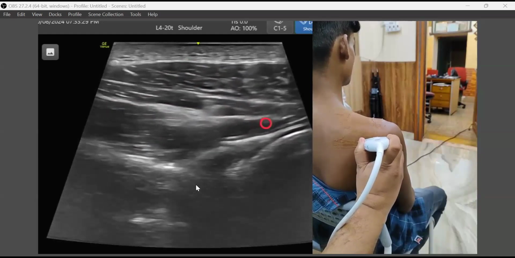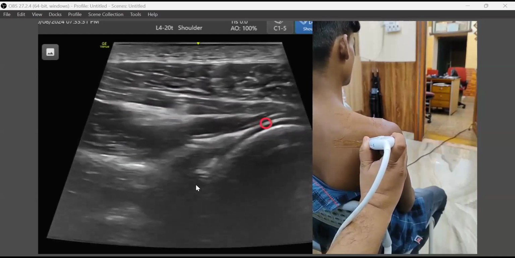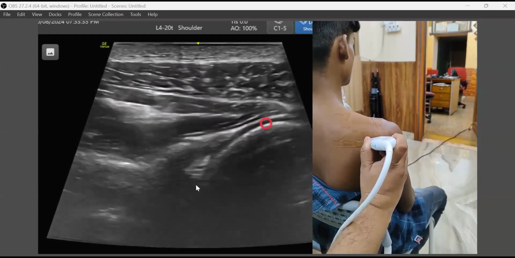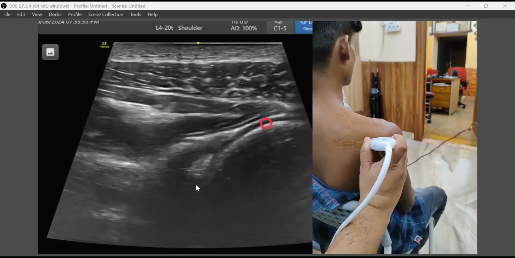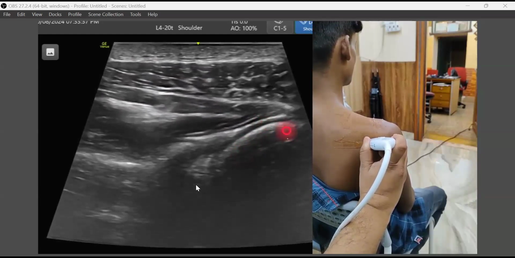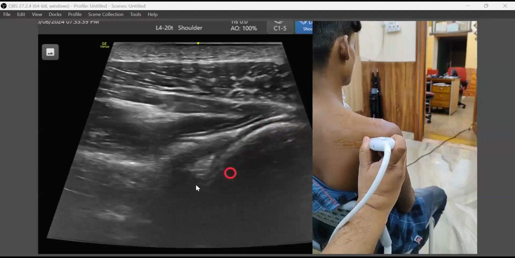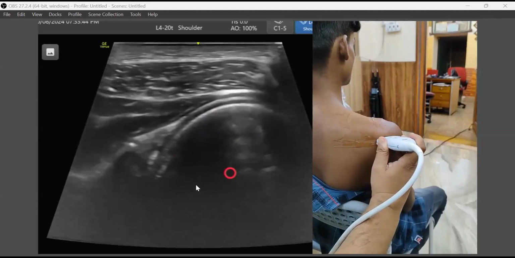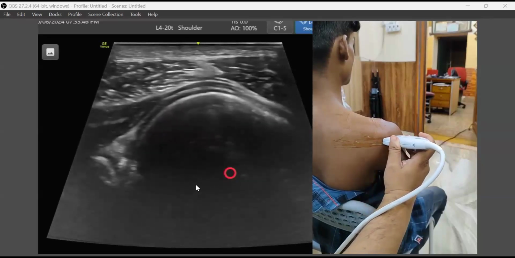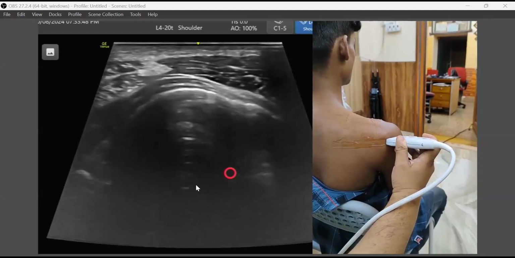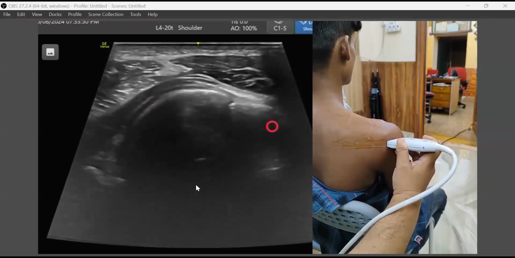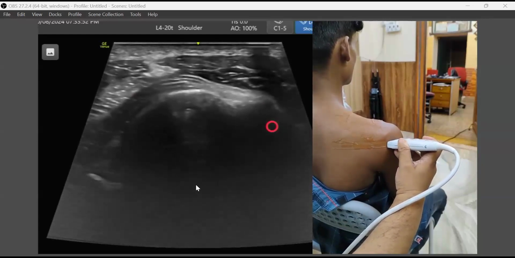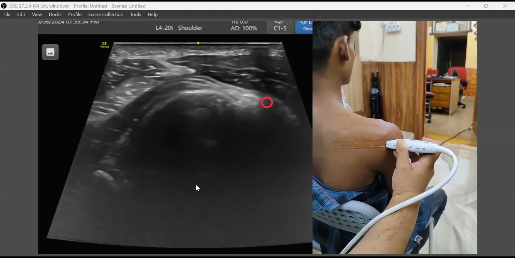And see, as I'm going laterally, this tendon is over the glenohumeral joint. Below this rounded portion is the glenohumeral joint. And if we go farther laterally, it is getting attached. See, further going lateral, now here is the greater tuberosity. Okay, so it is going and attaching to this greater tuberosity.